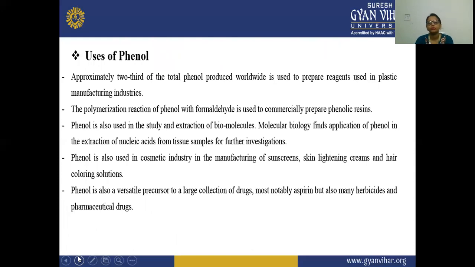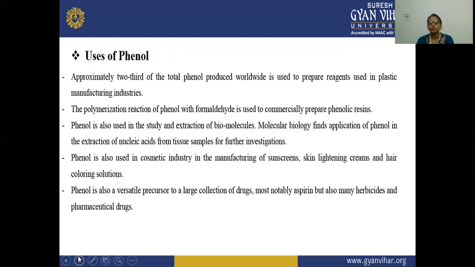Now the uses of phenol. What are the uses of phenol? Approximately two-thirds of the total phenol produced worldwide is used to prepare resin used in the plastic manufacturing industry. So this phenol is used in the preparation of resin, as well as in plastic manufacturing industries. The polymerization reaction of phenol with formaldehyde is used to commercially prepare phenolic resin. So here this polymerization reaction of phenol with formaldehyde is used to prepare the phenolic resins.